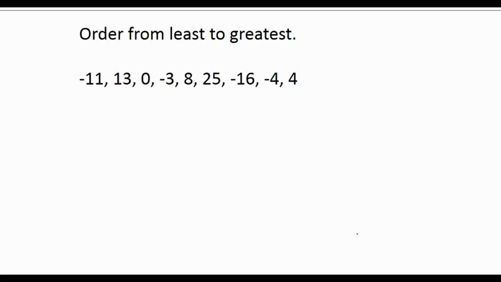What about ordering numbers from least to greatest? So we've got a whole bunch of numbers, and we need to order them from least to greatest. We know least is going to be the negative numbers. We're going to start with the negative numbers because they're the least, and you're going to find the most negative. In this case, that would be negative 16. That is the lowest number because, it's a weird way to think about it, it's the biggest negative number, the furthest negative. Then I find the next furthest negative, which would be negative 11. And then I've got negative 4. And I've got negative 3. And now I've done all the negative numbers.